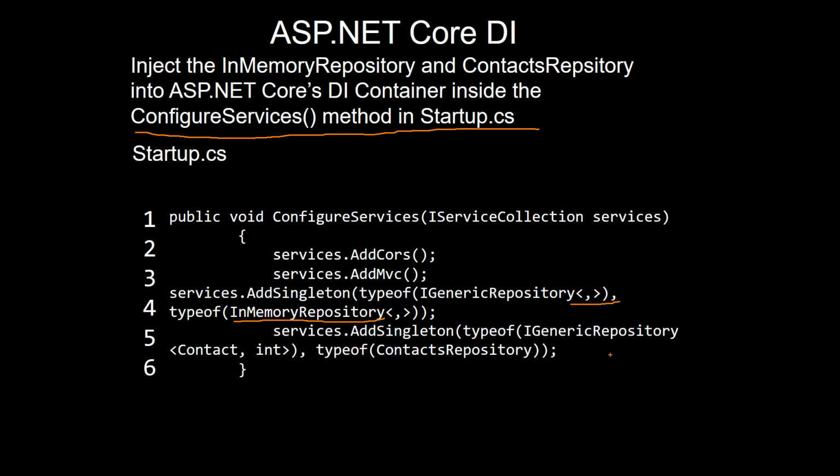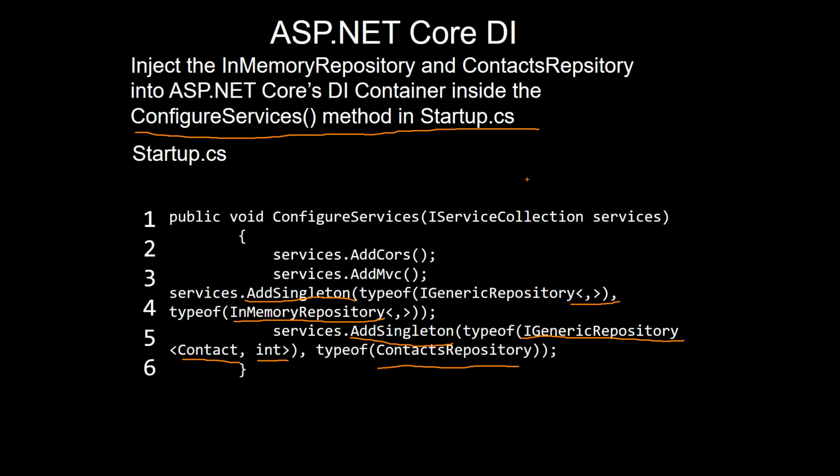In the next line, we also give a specialized declaration where we say that if the type parameter T is Contact and the type TKey is integer, always return the contacts repository. And we are specifying that I want to declare them as singleton. So no matter how many times you ask, it's going to give you the same instance.